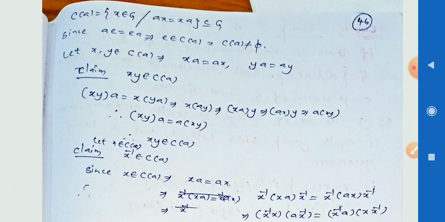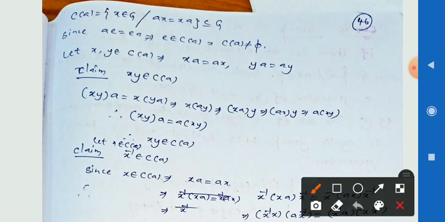C of A is a subset of G, meaning C of A contains some of the elements in group G. Here we have to show that C of A is a subgroup of G. For that, since A is fixed, I am taking E to be the identity element in G. A into E is equal to E into A.